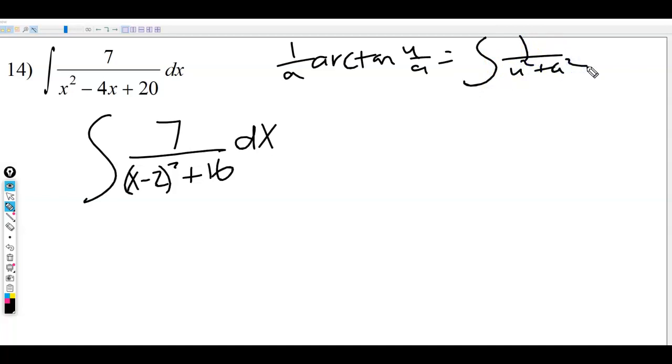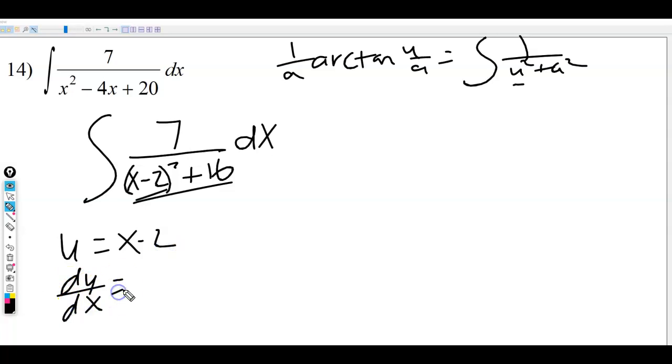It's two squares being added together. And so what we have here is two perfect squares being added together. To clean this up a little bit, we're going to do some u subs. Instead of having an x minus 2, I want a u. So I'm going to do u equals x minus 2. The derivative of u with respect to x is 1, which means that du equals dx.